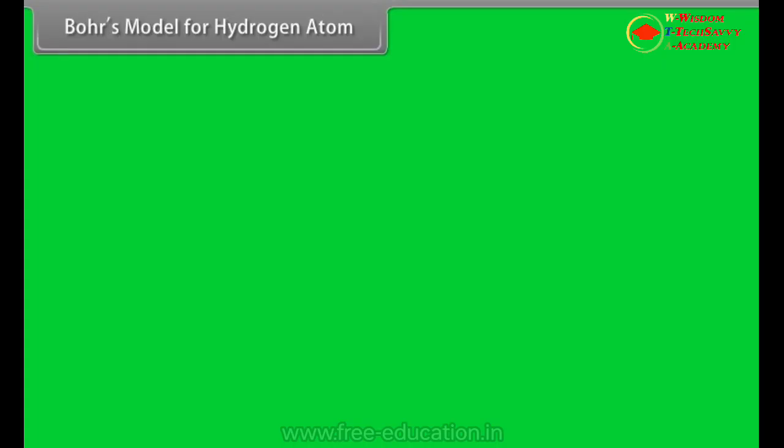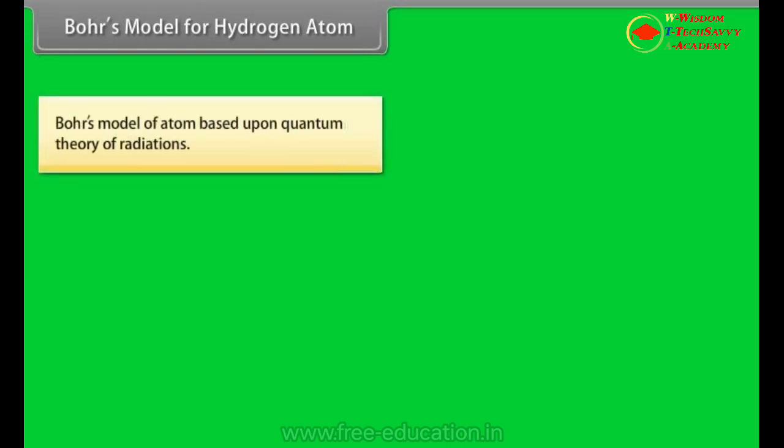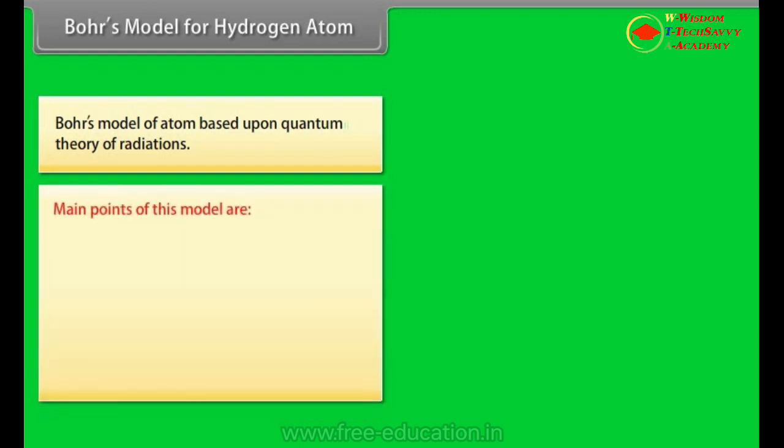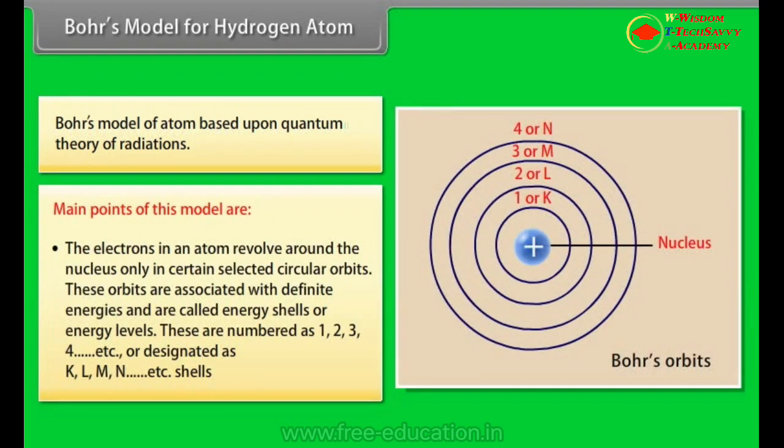The value 109677 per centimeter is called Rydberg constant for hydrogen. Bohr's model for hydrogen atom. Bohr's model of atom is based upon quantum theory of radiations. Main points of this model are: the electrons in an atom revolve around the nucleus only in certain selected circular orbits. These orbits are associated with definite energies and are called energy shells or energy levels.